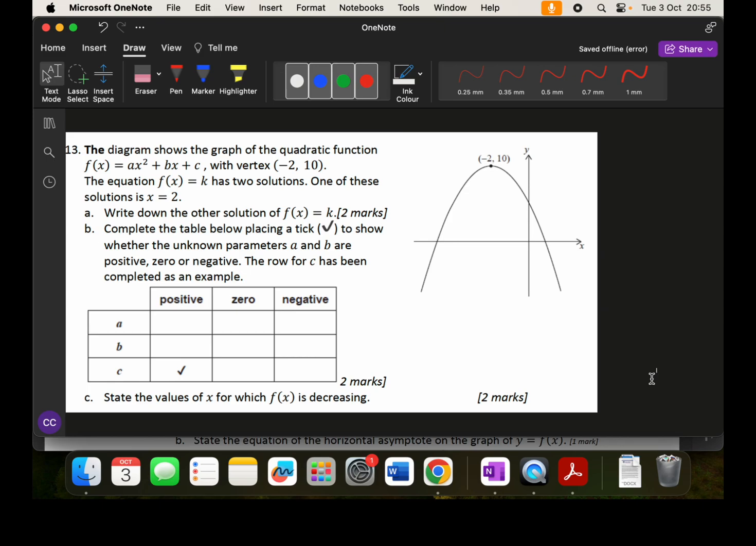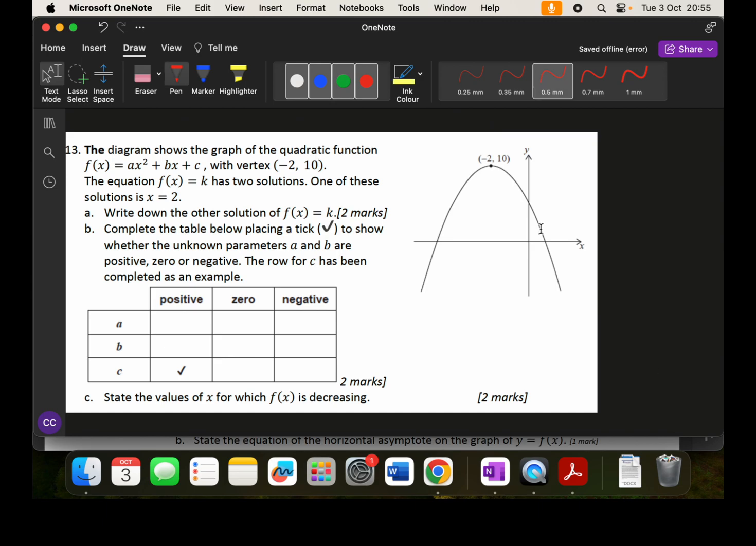Okay, this is question number 13 from the review pack for this Unit 2 test. All right, so the diagram shows the graph of the quadratic function, with the vertex there. The equation f of x equals k has two solutions. One of these solutions is x equals 2. Write down the other solution.